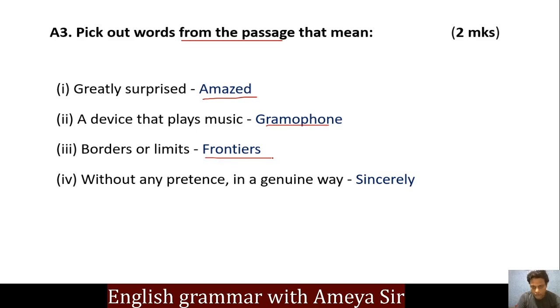Borders or limit is frontiers. Without any pretense, in a genuine way, is sincerely. Did you find all? I am sure you found all. Let's proceed to question number 4. So this one also had 4 questions for 2 marks. That means half mark each. Please be precise in your calculation, guys.